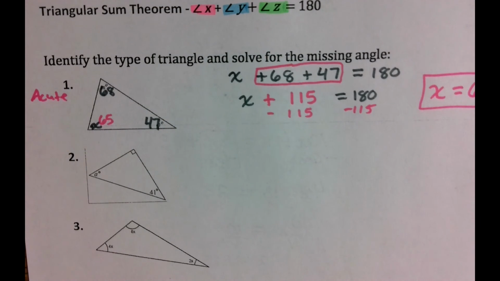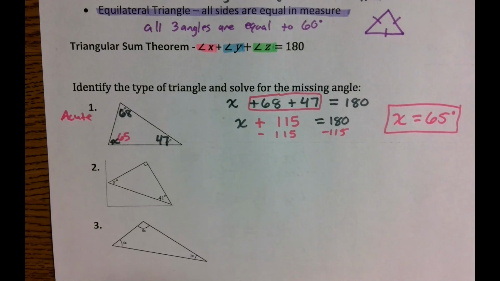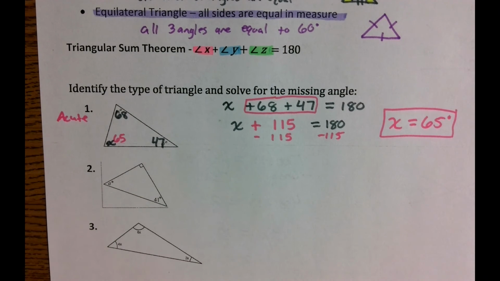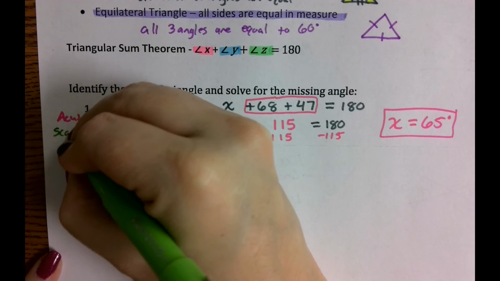Okay? Now for the side classifications. We don't have side measurements written here, but I do have these angles written here that will give me a hint about the sides. Is it scalene, isosceles, or equilateral? Scalene, right? All of the measurements are different, so that means it's going to be scalene.